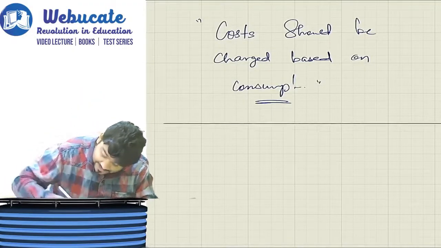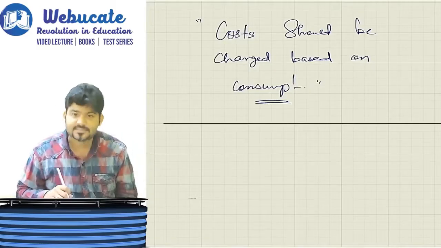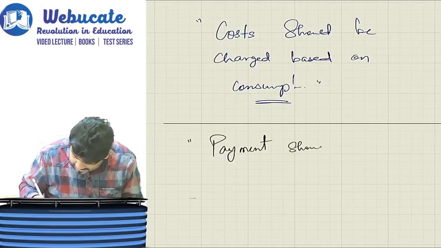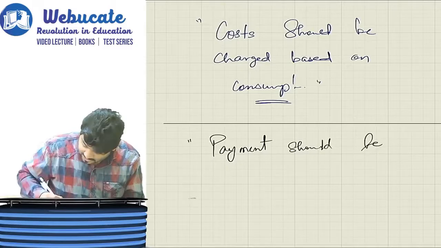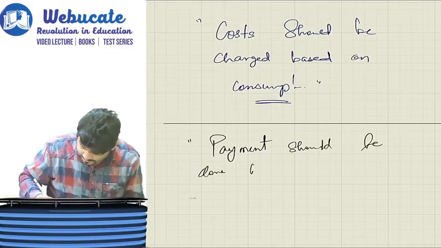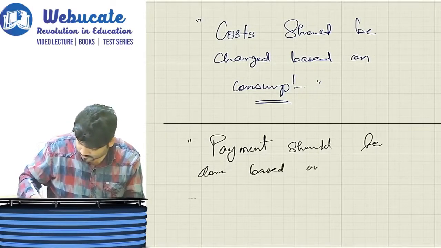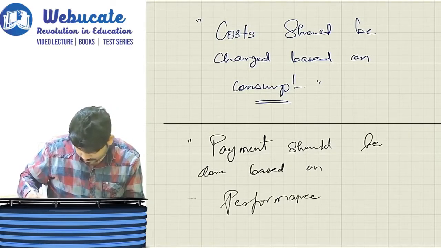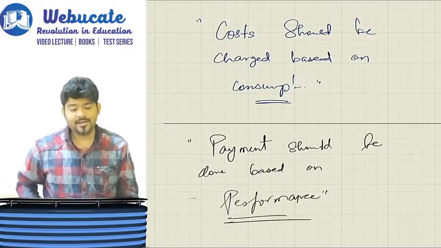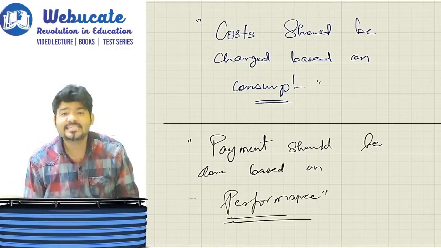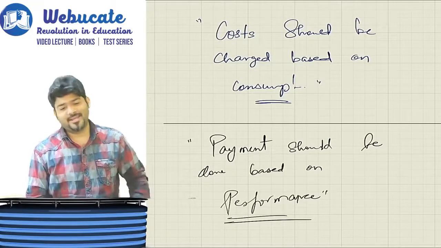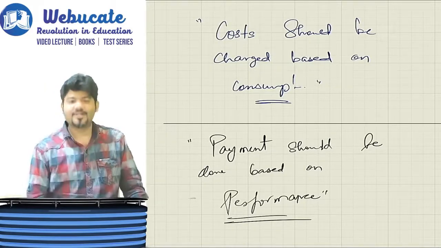And this is how we will try to understand all the concepts. Cost should be charged on consumption, and payment should be done based on performance. Payment should be done based on performance. Okay, finally, we are done with all the examples.